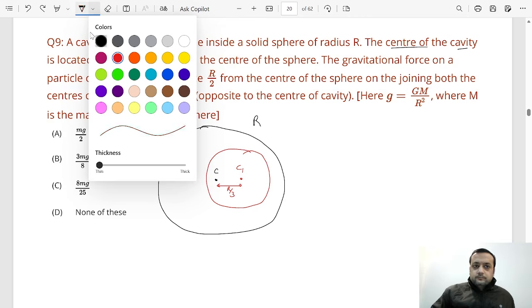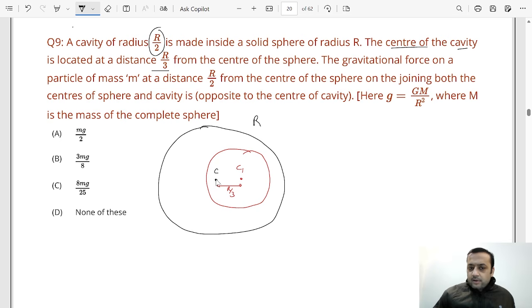Now remember C is the center of the sphere and C1 is the center of the cavity. Now we have kept a particle of mass m at a distance of r by 2 from the center of the sphere, that means C, on the line joining both centers of sphere and cavity, opposite to the center of the cavity. What does this mean? See, look, if you join the line of C and C1, let's say this is that line. On this line you have kept a particle of mass m at a distance r by 2 from the center of the sphere. So you can keep a particle m at a distance of r by 2 from C. You can do that on the right side also, but on the left side also.